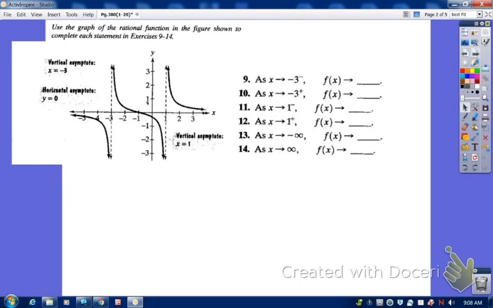It says, use the graph of the rational function in the figure shown to complete each statement in 9 through 14. And on the graph, this is the part that I thought you might not be able to read. Up in the left-hand corner, it says vertical asymptote at x is equal to -3. There is a vertical asymptote. So a vertical asymptote goes up and down. You see the dashed line at -3. My graph can't cross that line, okay?